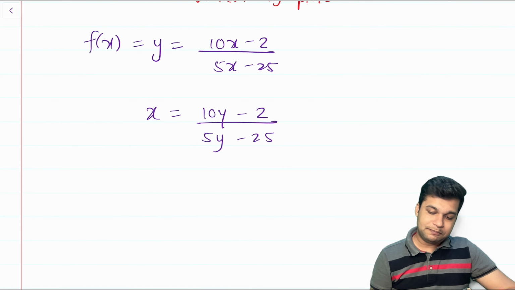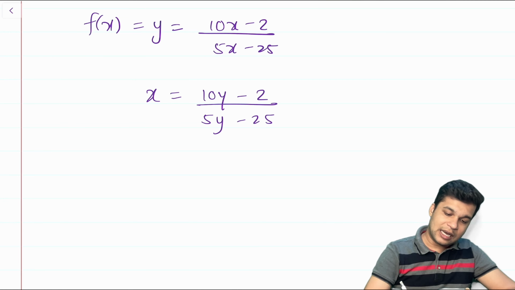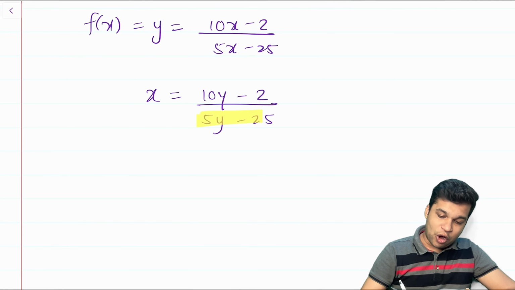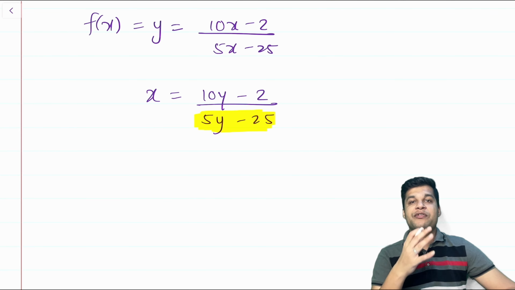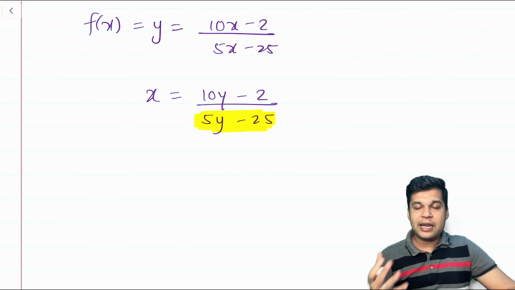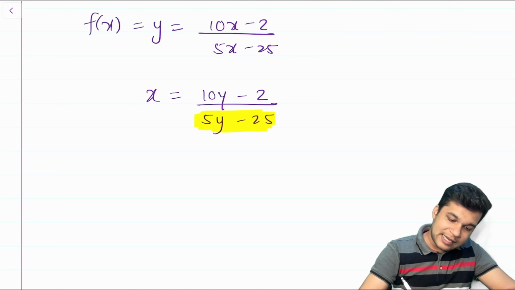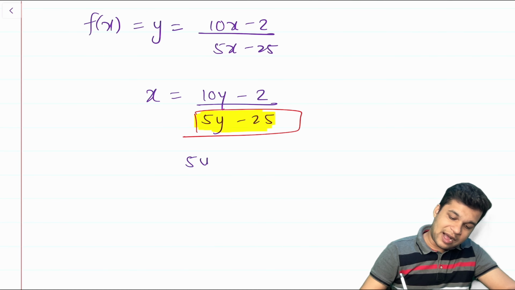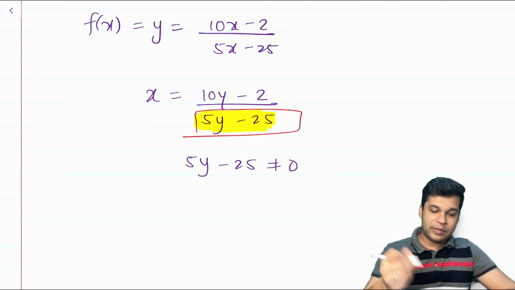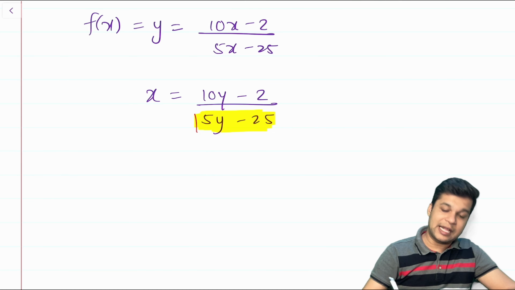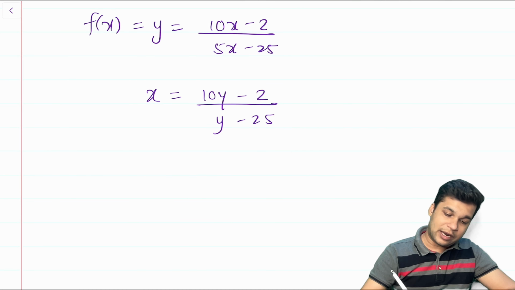Now guys, if you observe, again, the denominator can never be equal to 0. I mean, even before we find the function, the denominator can never be equal to 0, right? So can I say over here that 5y minus 25 can never be equal to 0? Is it correct? Oh, let's say we'll find the inverse first. That's a better call, so that our answer is not wrong. So let us find it.